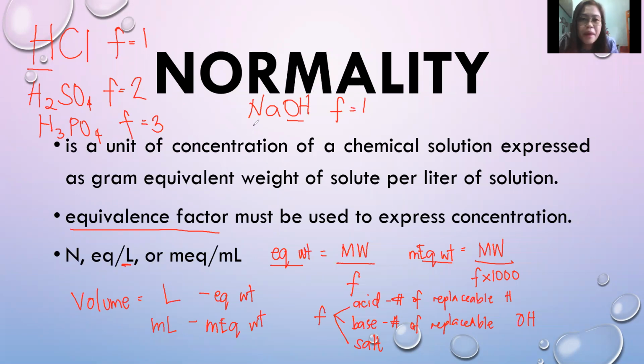Unlike calcium hydroxide, it is like this. This is the formula of calcium hydroxide. As you can see, there is a subscript 2, which means you have 2 hydroxide present in calcium hydroxide, which makes its equivalence factor 2. You just look and count. Same goes with aluminum hydroxide. It has a subscript of 3, which means its equivalence factor is 3.